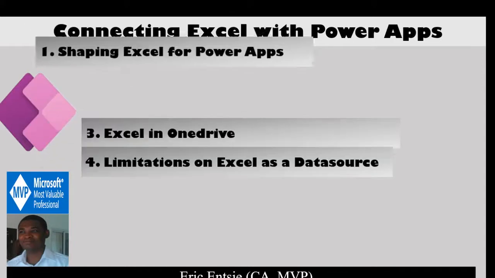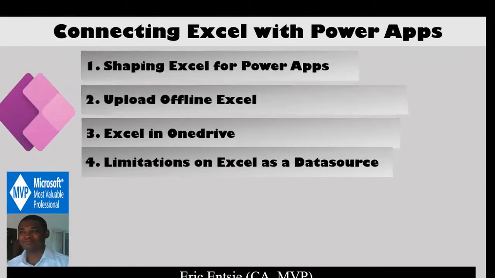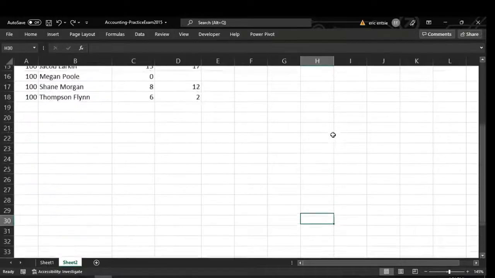Now, to our content for today, we will be looking at how to shape the Excel to make it ready, prepared for connection to Power Apps. We will look at how to upload an offline Excel. We are also going to look at how to connect an online Excel which is saved in OneDrive, and then we are going to talk about some of the limitations that Excel has as a data source for Power Apps. So we will go straight to our second item, which is uploading an offline Excel.